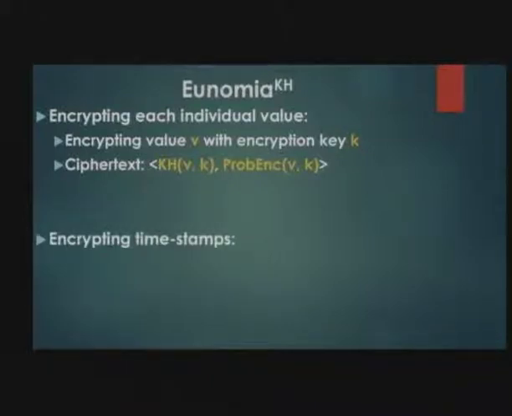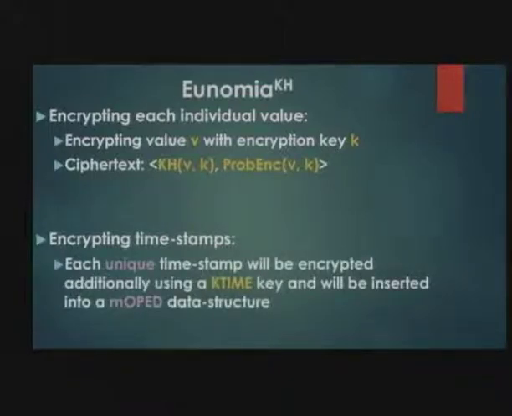And for encrypting timestamps, we have been talking about timestamps, right? We're going to somehow check their order because that's what's necessary for our policies. So what we're going to do basically is go through the log, pick out all the unique timestamps, and encrypt them with the special key we talked about, K time, right? And add them to a specific data structure. I'll talk about this data structure in a bit. This data structure will let you, if you take two encrypted timestamps, tell you what the order of them is, because that's basically what we need for our policy checking.